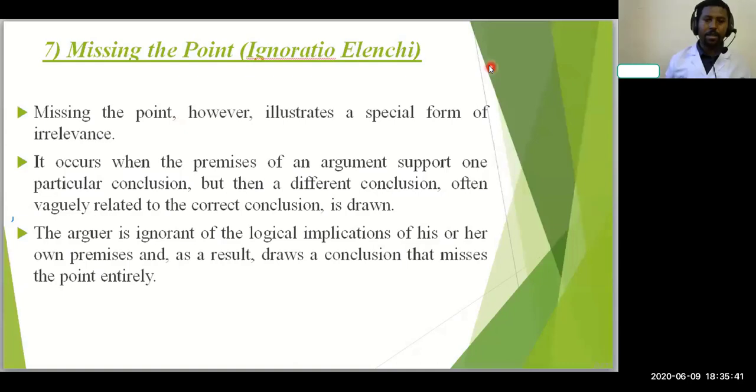The seventh is missing the point, or ignoratio elenchi. Missing the point illustrates a special form of irrelevance. We have said this one is different from other types of fallacies of relevance because it is not the premise which is irrelevant to the conclusion; rather, it is the conclusion which is irrelevant to the premise. It occurs when the premise of an argument upholds one particular conclusion, but then a different conclusion, often vaguely related to the correct conclusion, is drawn. The arguer is ignorant of the logical implication of his or her own premise. As a result, he draws a conclusion that misses the point entirely.